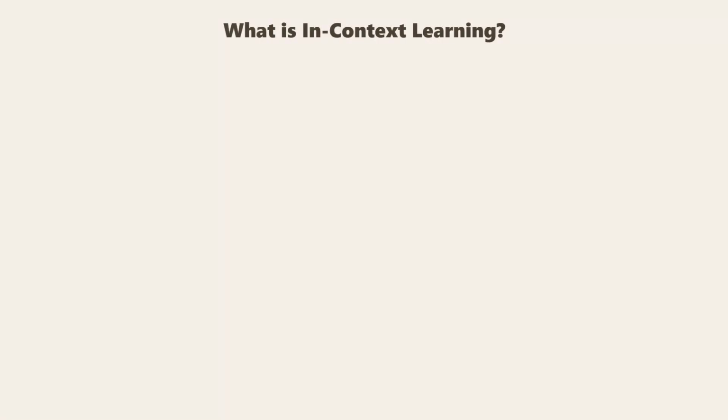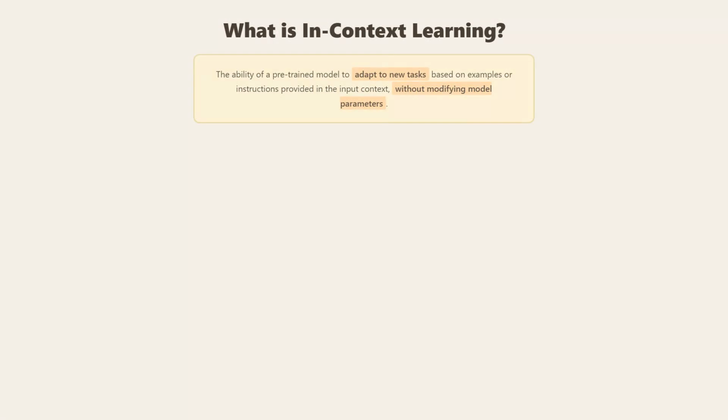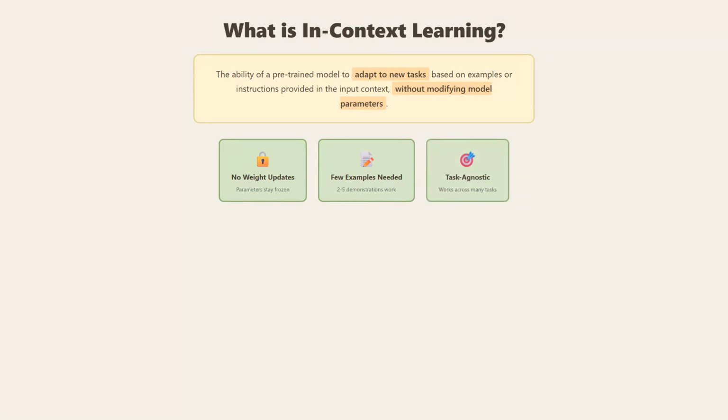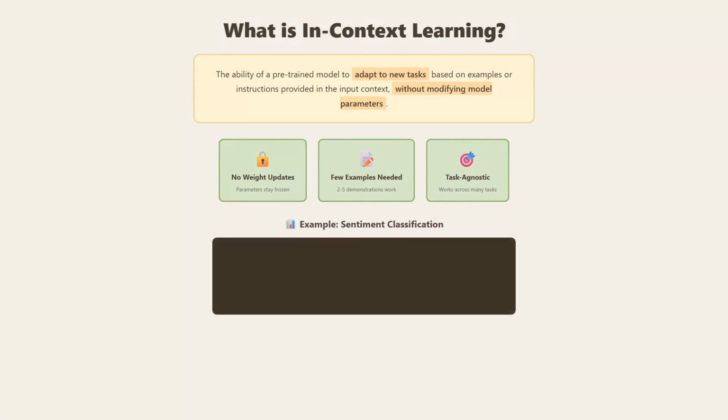So, what exactly is in-context learning? Let's define it precisely. In-context learning is the ability of a pre-trained model to adapt to new tasks based on examples or instructions provided in the input context without modifying model parameters. Notice the key phrases here: adapt to new tasks and without modifying parameters. This is fundamentally different from how we traditionally think about machine learning.